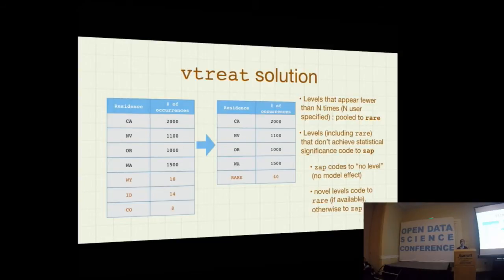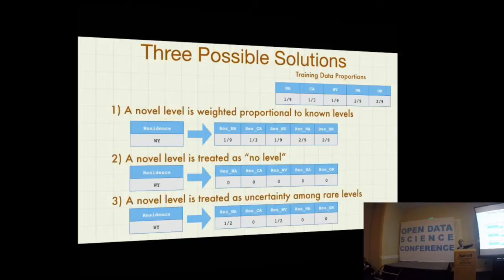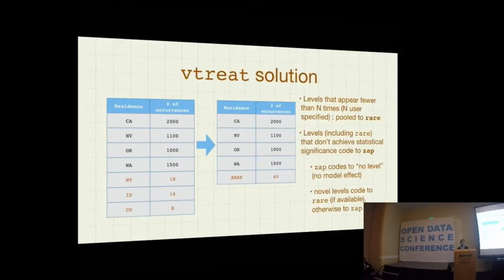Then we evaluate all of the levels for their statistical significance, and John will talk a little bit more about how we do that. Levels that don't achieve statistical significance, we just code as no level. So basically, going back to this case, we would be treating it as approach 2. We're just going to say it has no value. It's all 0. And then novel levels that we see, we would code to rare if that variable made it through the ZAP phase. Otherwise, we're going to code it to ZAP.